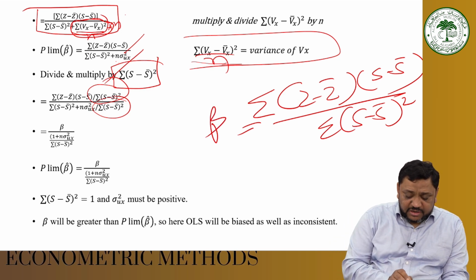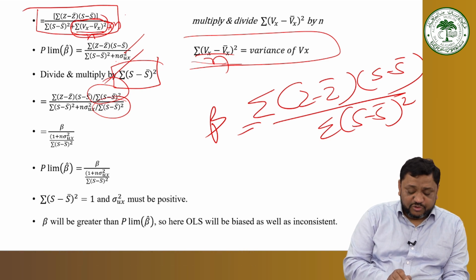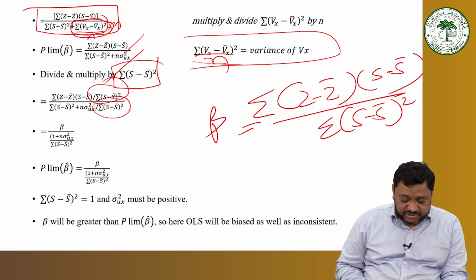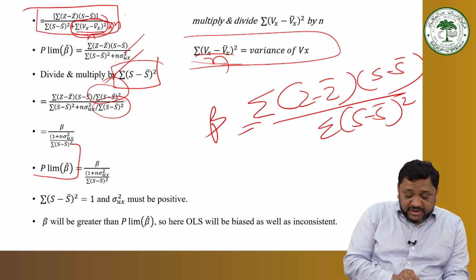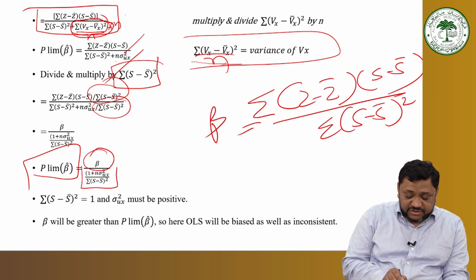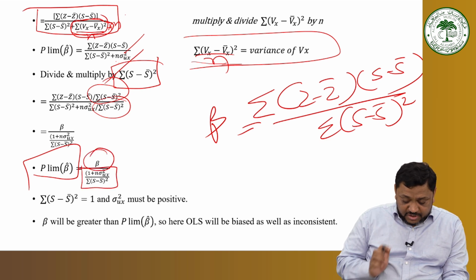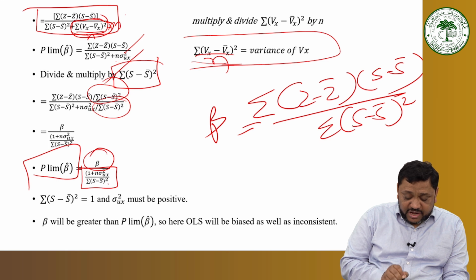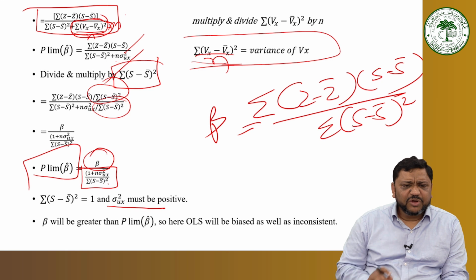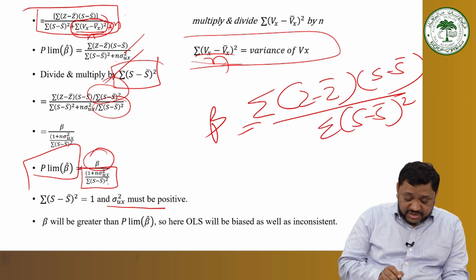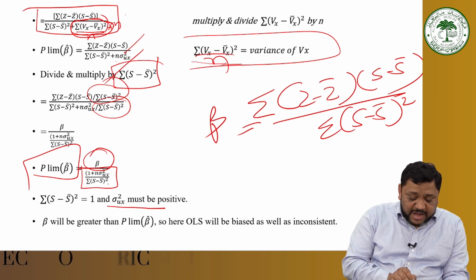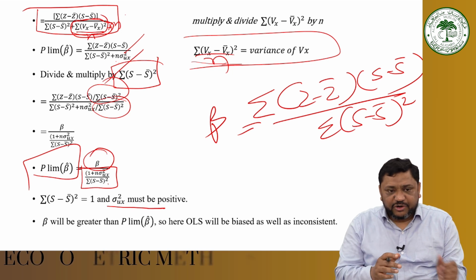And in the denominator, because s1 square is common over here, we can write it in terms of 1 plus n sigma square ux divided by summation (s minus s bar) square. Now the probability limit of beta is equal to beta divided by this whole term. Now (s minus s bar) square is a positive term, and sigma square must be a positive term. So meaning thereby, in no case will the probability limit of beta be equal to beta.